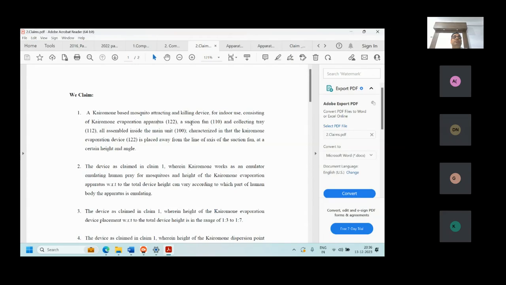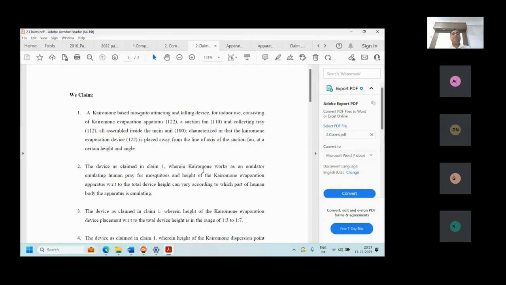Now this is the first element, carrier, suction fan 2. And see, they are referring to the reference number here. Okay. And collecting tray, all assembled inside the main unit. This is the relationship, characterized in that the carrier evaporation device is placed away from the line of axial suction fan. What is this doing? All this may be present in the prior art also, but this is the improvement. The carrier evaporation device is placed away from the line of axis of the suction fan at a certain height and angle. This is the format of a Jepson claim. This is a two-part claim. Okay, so this is how.